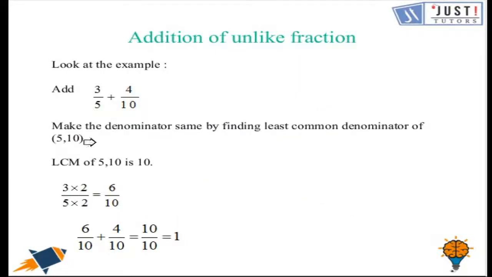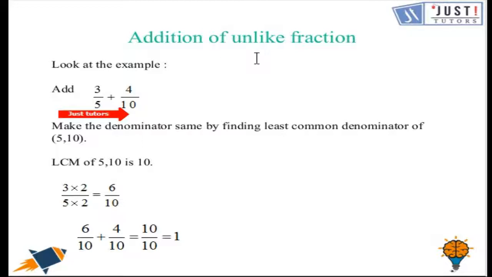Now let's move forward and let's talk about addition of unlike fraction. So first let's try to understand the meaning of unlike fraction. By that we mean a pair of fractions which has got different denominators. For example, here in the first fraction the denominator is a 5, and in the second fraction the denominator is a 10. So what we'll do is we'll try to convert both of the fractions into a same denominator.